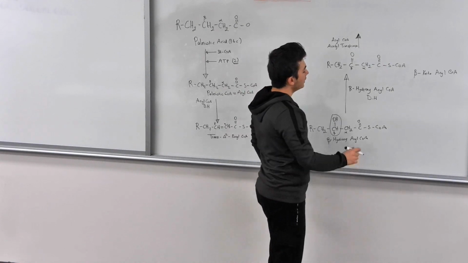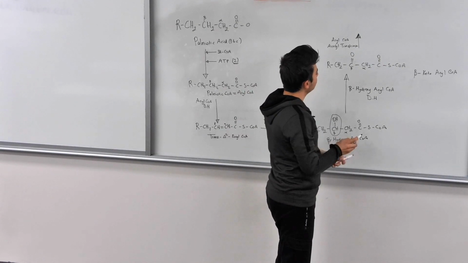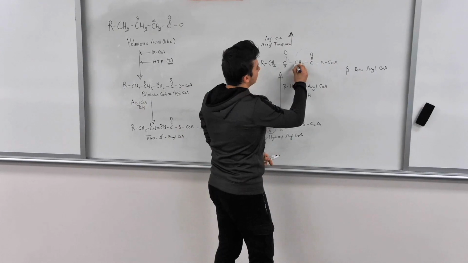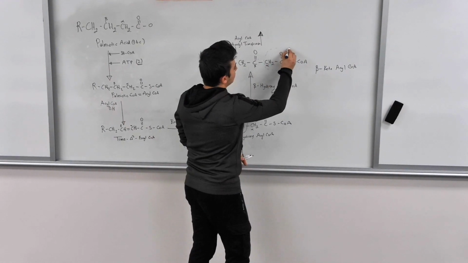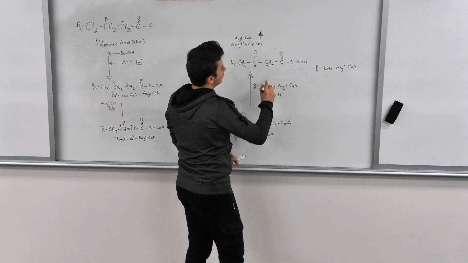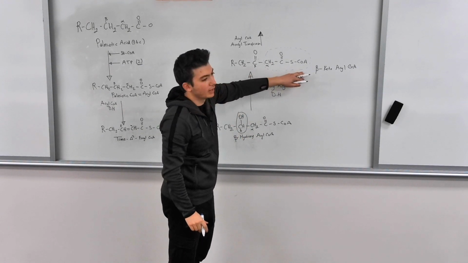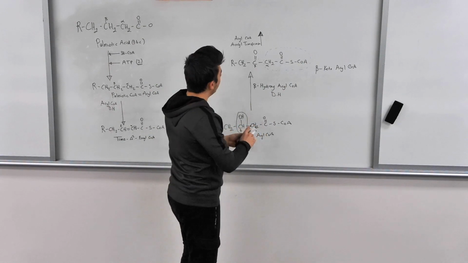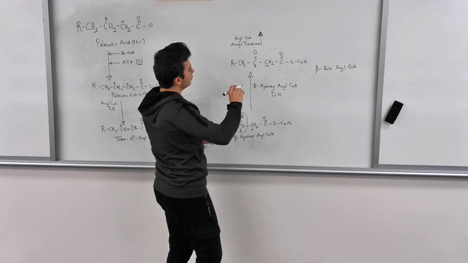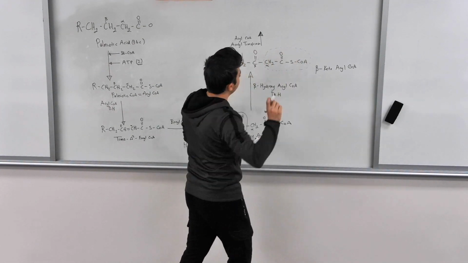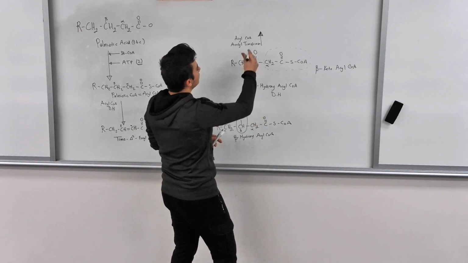Good. What is the acetyl group? That is the acetyl group, right? Actually, that is acetyl coenzyme A molecule. Okay, what am I going to do? I'm going to take this molecule, and what is left?